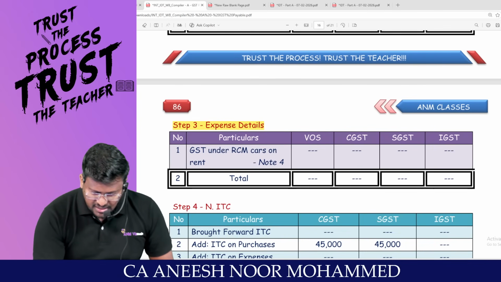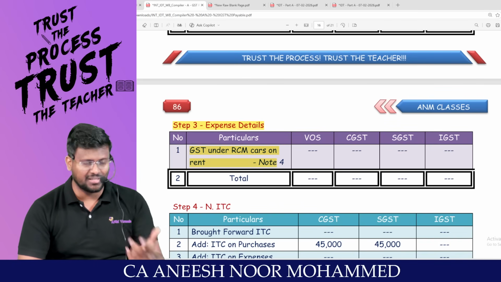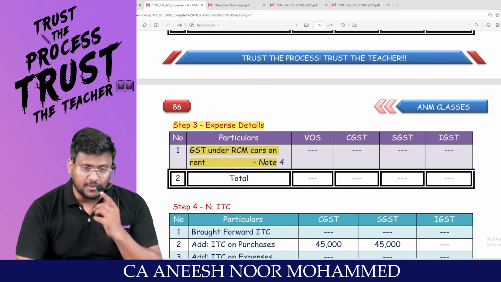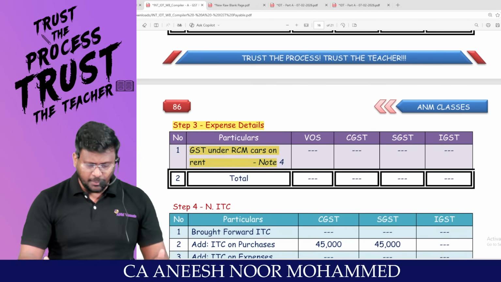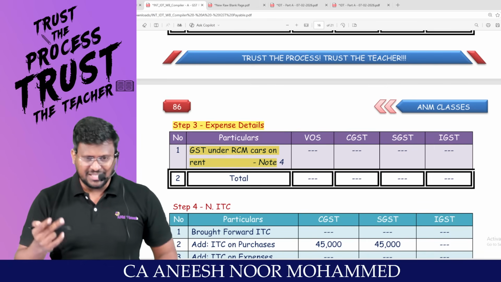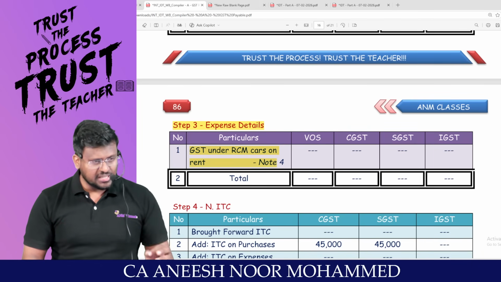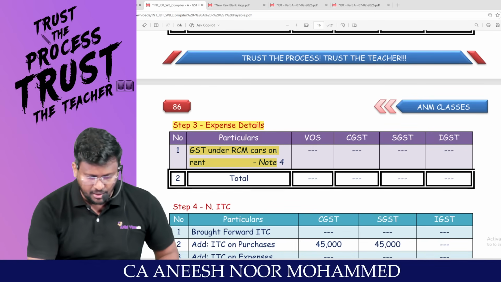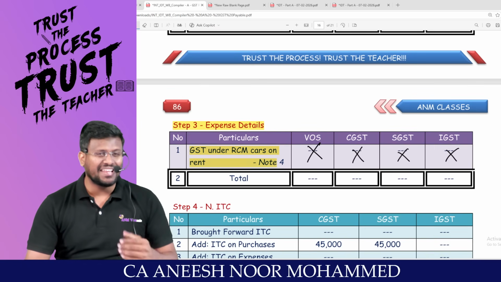For expense details, actually GST under car on rent. 2 points you can highlight in the answer. Even though it is RCM, the liability for payment of tax is not in the month of January, but only in the month of February. So in the current month, no need to include that. Point number 2, sir, since Ashima Limited is not engaged in the car renting business, whatever GST they have paid will be a blocked credit, cannot be taken as ITC, that also you can write. So expense detail, it's an ineligible ITC.